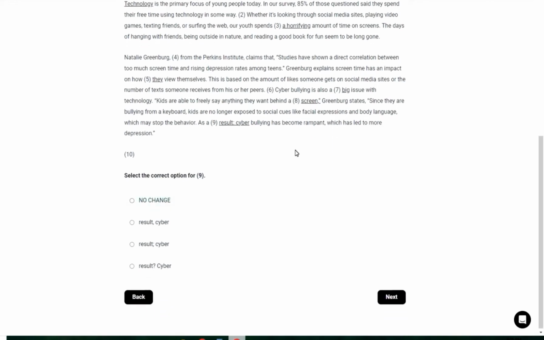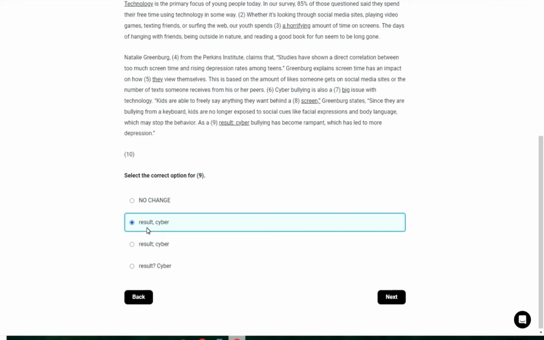And so the second choice, B, would say as a result, comma, cyberbullying. That looks awesome to me, because what I know that we use commas for is that it's a way to set off an introductory phrase. Typically we use an introductory thought, we put a comma there, and then we continue on. So as a result, comma, cyberbullying has become more rampant. That made more sense to me. So I'm going to select that one and we'll go through it.